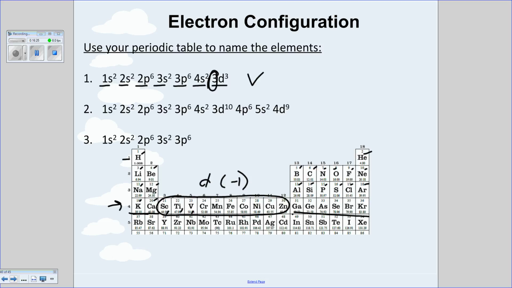Number 2, we've got 1s2, then we do 2s2, 2p6, 3s2, 3p6, 4s2, 3d10, so we go all the way across down to here, 4p6 right here through there, 5s2, 1, 2, and then 4d9, so 1, 2, 3, 4, 5, 6, 7, 8, 9, and that's going to be silver. And the last one, we've got 1s2, 2s2, 2p6, 3s2, 3p6, and that ends with argon.